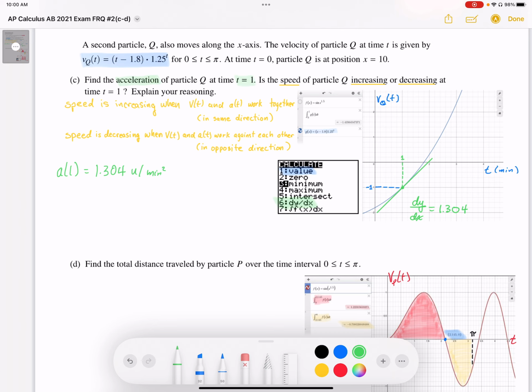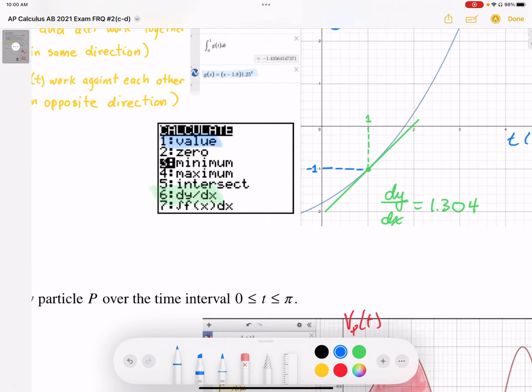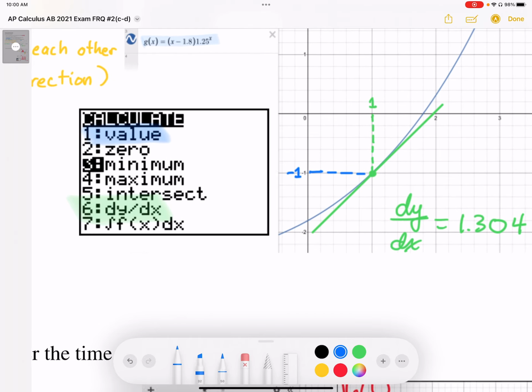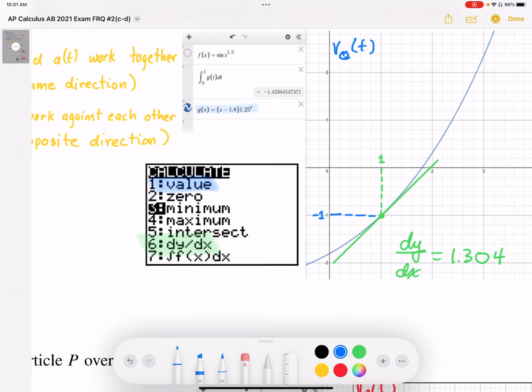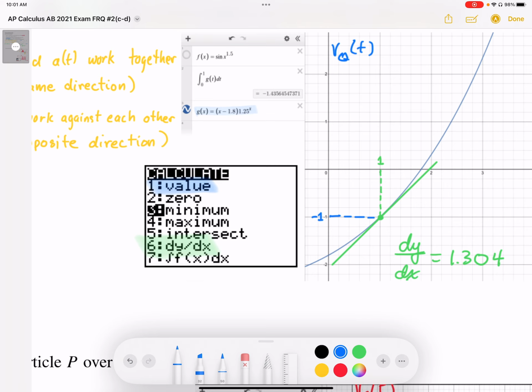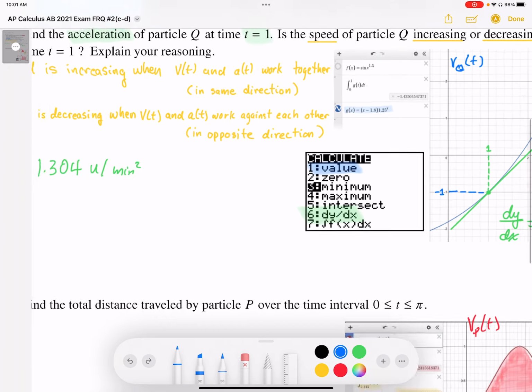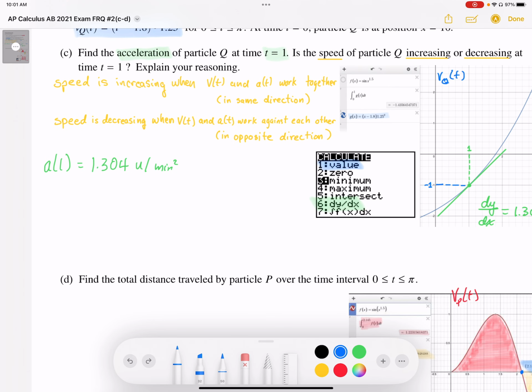Now, to answer the second part of this question, whether the speed is increasing or decreasing, we have to establish what the velocity is. So we're going to calculate the value of the velocity, and that's directly off the graph. So we can use number 1, calc value, and we're going to calculate the value of the velocity function when t equals 1, and we can see from the graph that the velocity is equal to -1. Okay, so I'm going to write this down. V of 1 equals -1, and that's going to be units per minute.